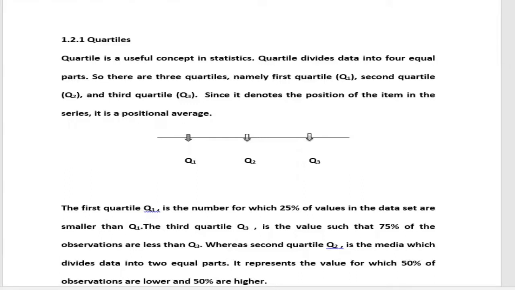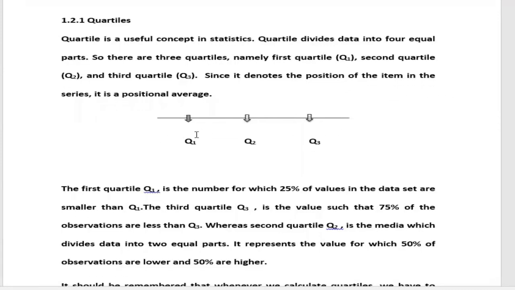Quartiles divide the data into 4 equal parts. So there will be 3 quartiles, namely the first quartile denoted by Q1, the second quartile denoted by Q2, and the third quartile denoted by Q3. From this diagram you can see Q1 the first one, Q2 is the second quartile, and Q3 is the third quartile.